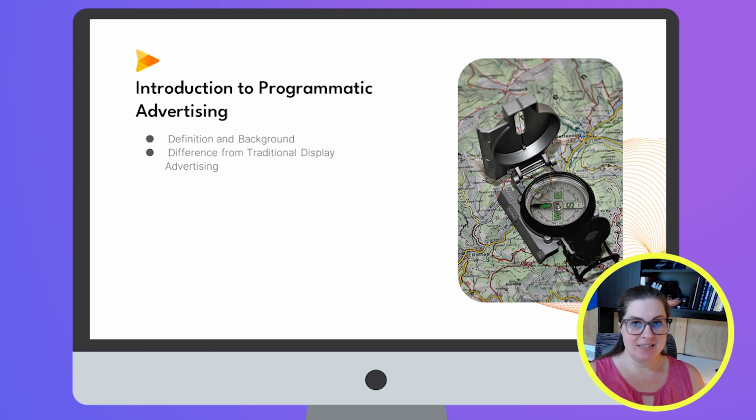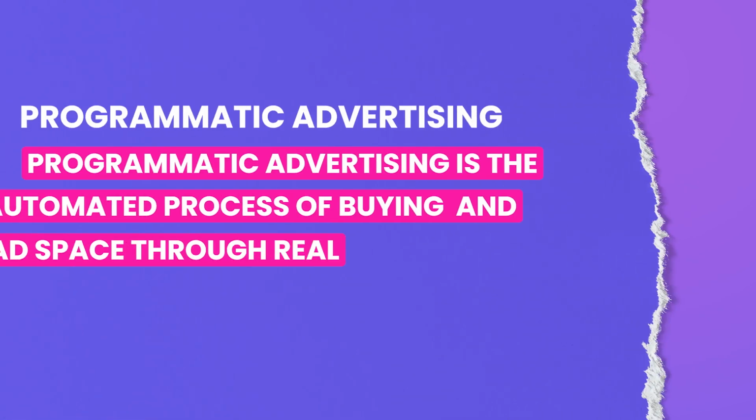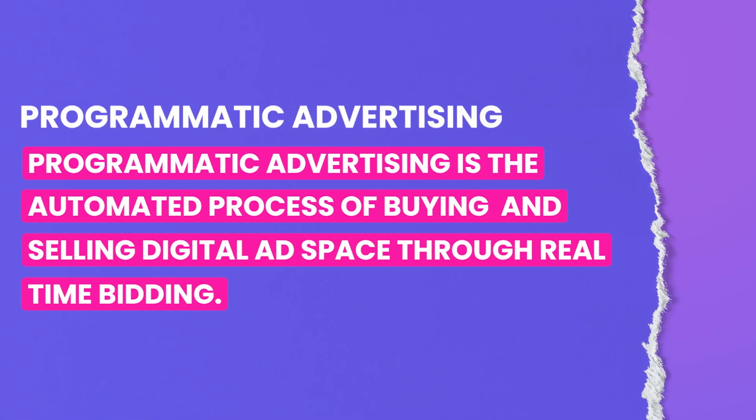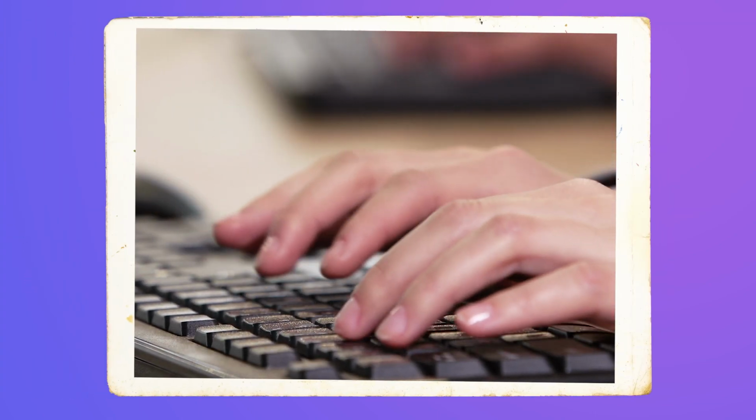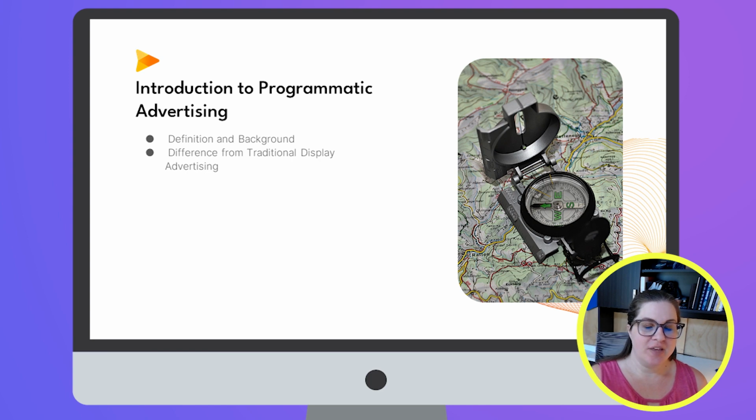It's related to display advertising, but programmatic advertising. What is that? Well, programmatic advertising is the automated process of buying and selling digital ad space through real-time bidding. Google is a form of programmatic advertising, but not all websites want to play with Google. So there's an actual industry where you can buy and sell digital real estate, and that's programmatic advertising.